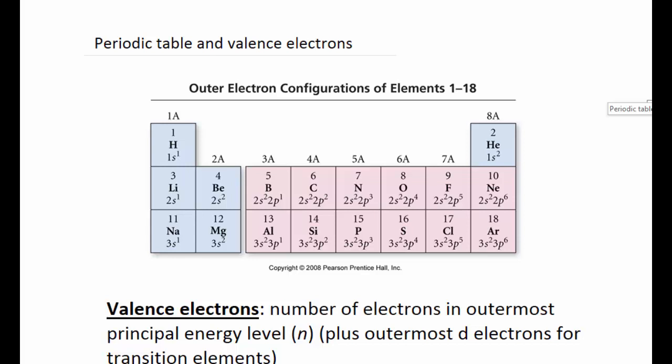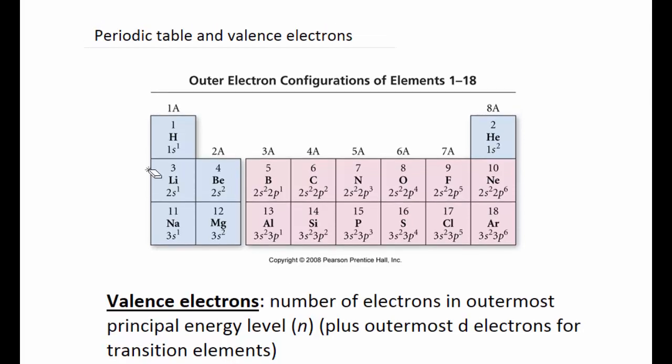You notice I don't have the middle section because the middle section doesn't start until the 4th row. But 1 through 18 only make use of s and p orbitals. And what are shown directly in this diagram here, right? 1s1, 1s2.